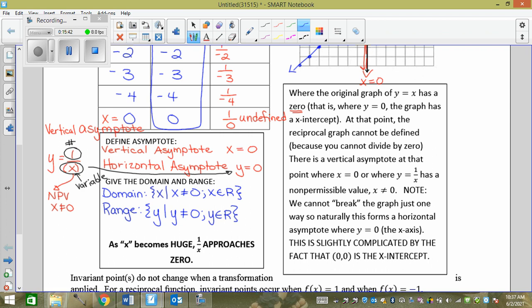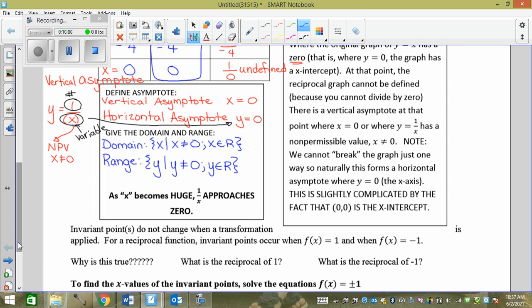So your domain and range are only hard if you can't get your asymptotes. Because here, I got my asymptotes, x equals 0, y equals 0. My range is really easy. It's just not equal to them. That's it. That's all. Okay? So if you can get your asymptotes, domain and range are instantly found. If you can't get your asymptotes, you can't get your domain and range. They go hand in hand.